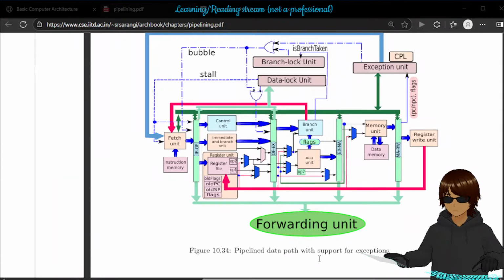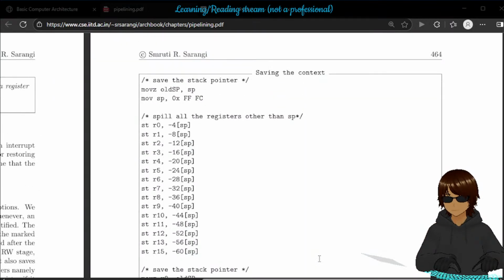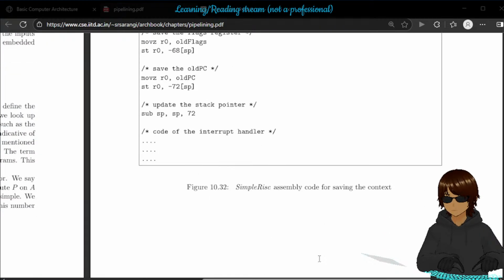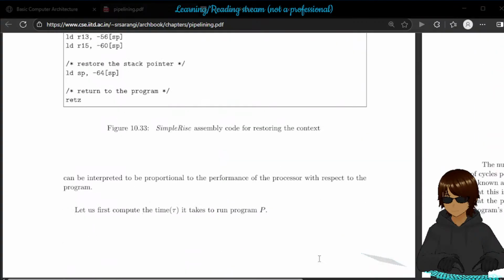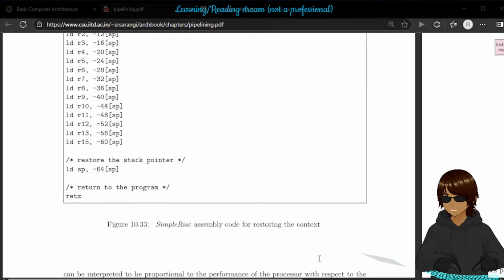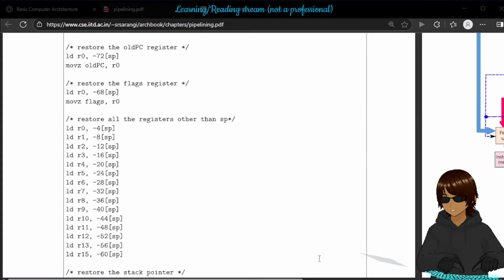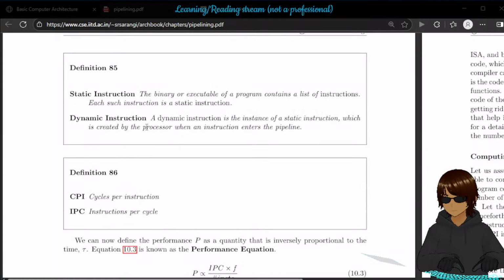Pipeline data path with support for exceptions. So what was all this then? Oh, this is for switching the context, for storing and restoring the context. All the contents of the registers go to where the stack pointer is pointing to. Okay.